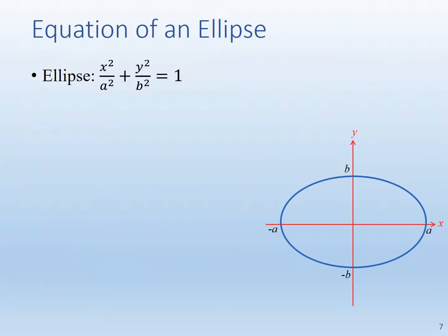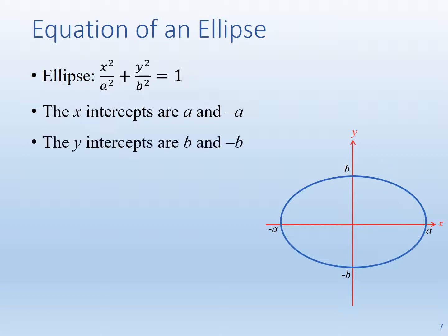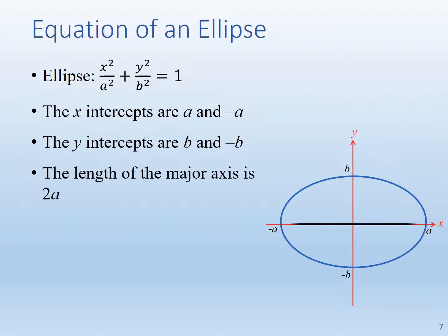So there's our equation. We can find the x-intercepts by putting y equals 0, and that'll give us x is equal to plus or minus a. And likewise, we can find the y-intercepts by putting x equals 0, and then our y-intercepts will be plus b or minus b. Notice that the length of the major axis there is 2a, and the length of the minor axis is 2b.